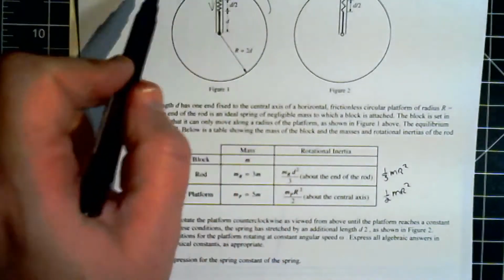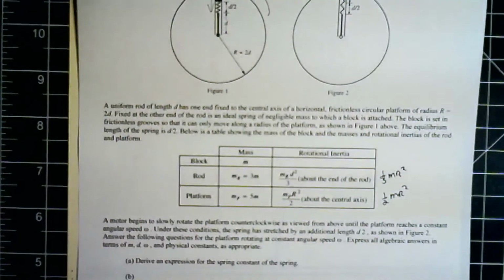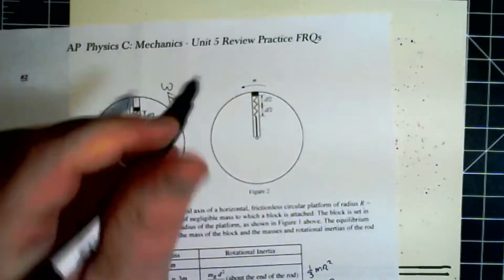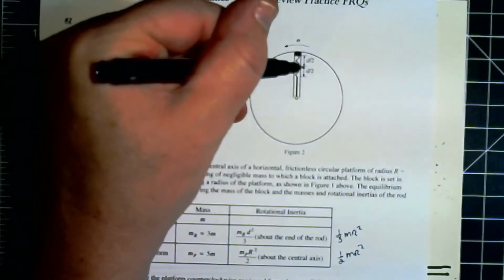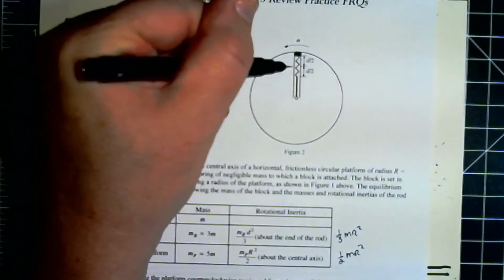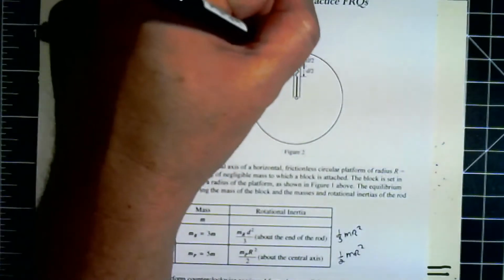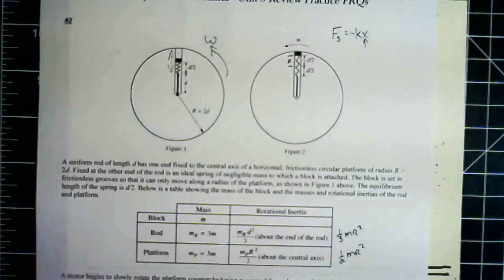It says the motor begins to slowly rotate the platform, and so it starts speeding up faster and faster until it reaches a constant speed. When it's reached its maximum speed, we're in figure 2. What's happened is that the spring has stretched an additional d over 2. So originally it was this long, and then it stretched this long. If you wanted to call it in terms of a spring force, this would be your x value. When we're talking about spring force, minus kx, that's the x.